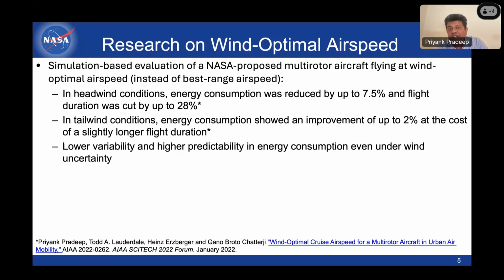We also observed that flying at wind optimal airspeed has lower variability and higher predictability in terms of energy consumption and battery usage, even under wind uncertainty where you can't predict wind accurately.